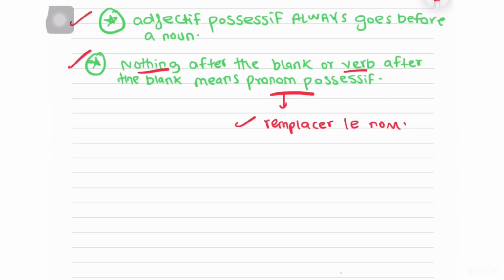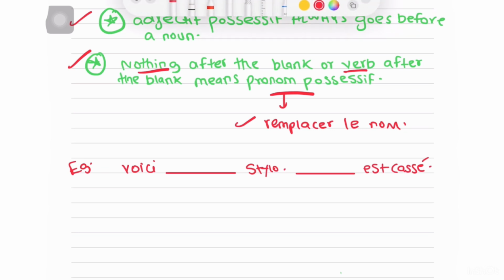We'll take a verb sentence now. So we have a sentence, voici dash stylo dash et cassé. So here we're supposed to put adjectif possessif and pronom possessif. Here your noun is given after the blank, that means we'll put adjectif possessif. So masculin singulier again, so voici mon stylo. Here's my pen, yours is broken.